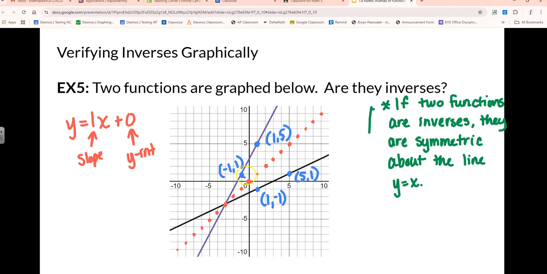Also, for these to be symmetric, they don't have to cross. But if they do cross, they better cross on the line y equals x, right? If they cross somewhere other than the line y equals x, then they're not symmetric. They don't have to cross, though. They can be sort of parallel and have a gap between them. But if they do cross, they're going to cross on the line y equals x. So this is what it's going to look like whenever we have two things that are inverses. And we're going to use this a lot to check our work when we're doing this algebraically, because it's very helpful to make sure we did it correctly.